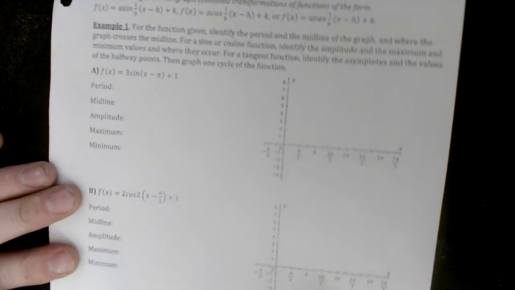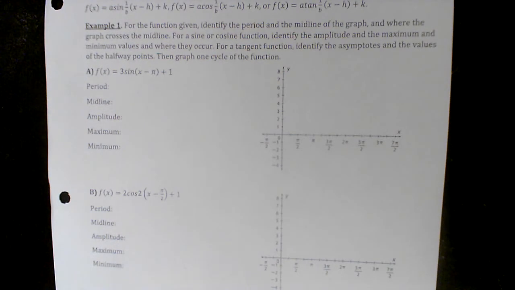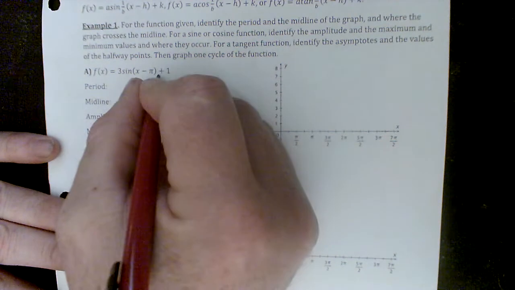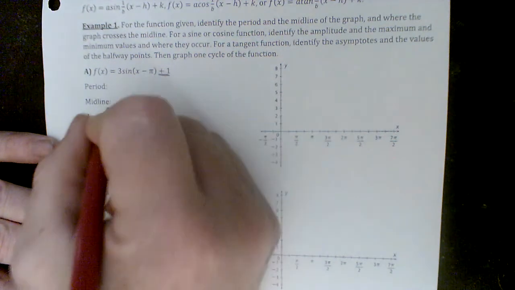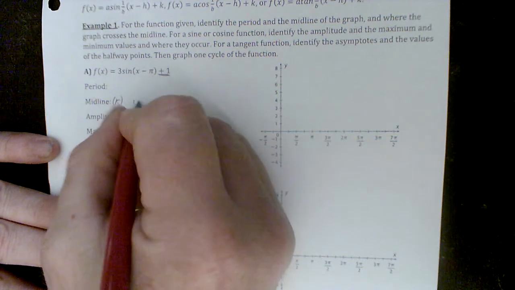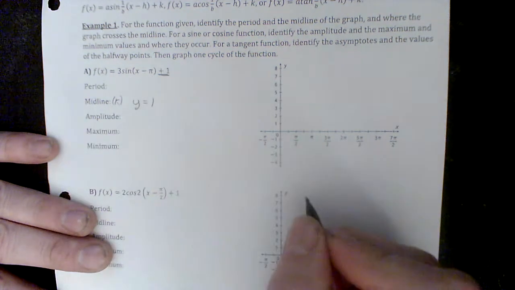Alright, most of you will have already done this page with me in class, but I'm going to go ahead and do page 3. We're going to graph this sine function over here. The very first thing I want to do is find k. And k is going to be my midline, which is going to be a horizontal line at 1, so y equals 1.